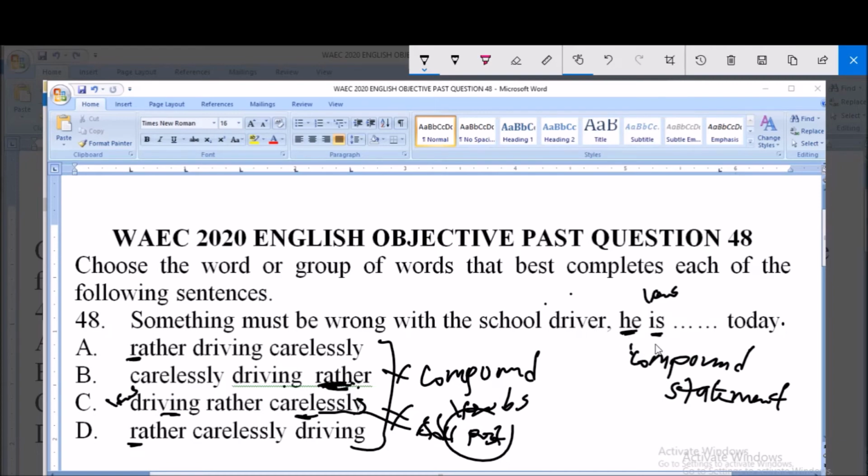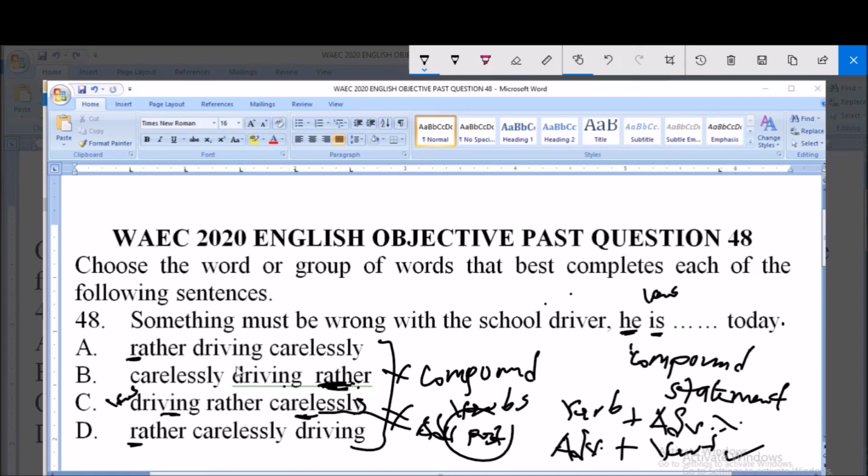So, he is rather dashed today. He is rather driving carelessly today. He is rather carelessly driving today. And for the analysis of verb plus adverb, the correct arrangement is that we must have the adverb, then followed by the verb. This is a grammatical arrangement, so this position is correct, while this position is incorrect.